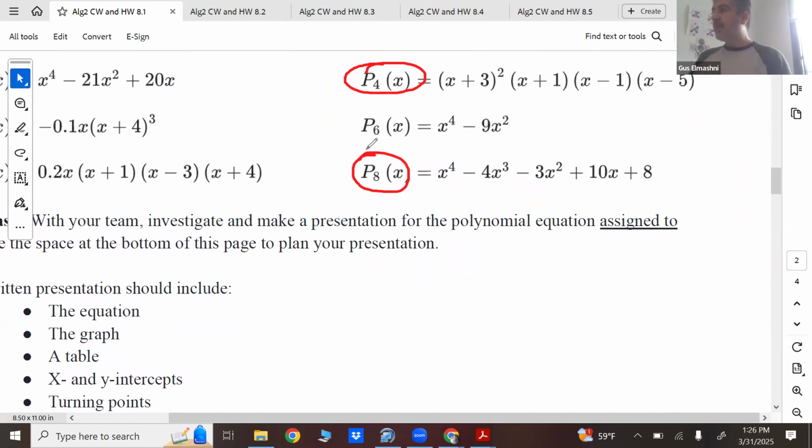I'll freeze my screen, and just go through that process. Just tell me where it crosses the x-axis, where it crosses the y-axis. Give me the turning points. Give me the max and mins. We're just analyzing this graph in great detail. That's all we're doing. So go do P4 and P8, and then we'll check in about a couple of minutes.